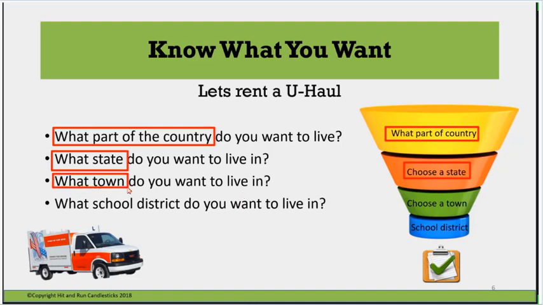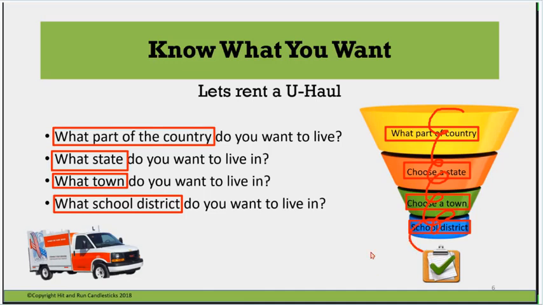What town do you want to live in? So you pick a state. What town do you want to live in now? Choose a town. Now, after you choose a town, if you have children, you might want to look for a particular school district, all right? So let's go look for a school district. Now, once you do all this, it just goes down through this funnel and boop, it pops out.